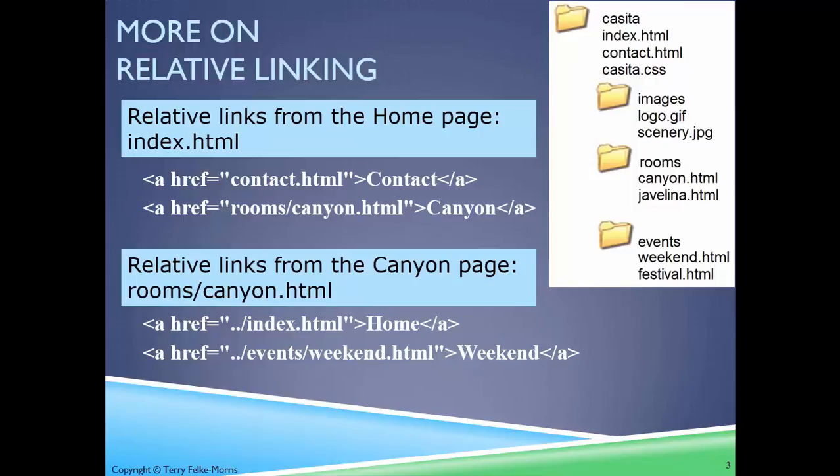If you look right here, if you talk about a relative link, a couple of things. Notice it says contact.html. Supposing we're at index.html and we want to go to contact, all we have to say is equal contact.html, because it's at the same level as where I am. Same kind of thing if we wanted to bring up casita.css.